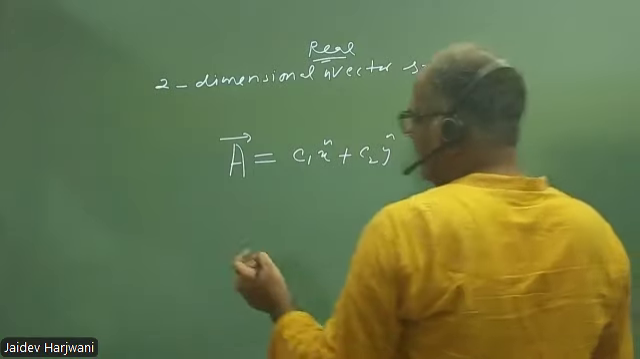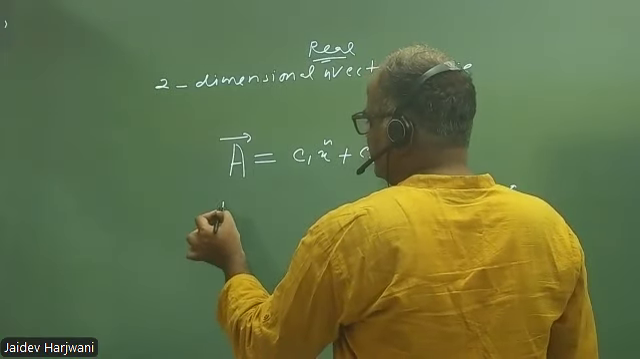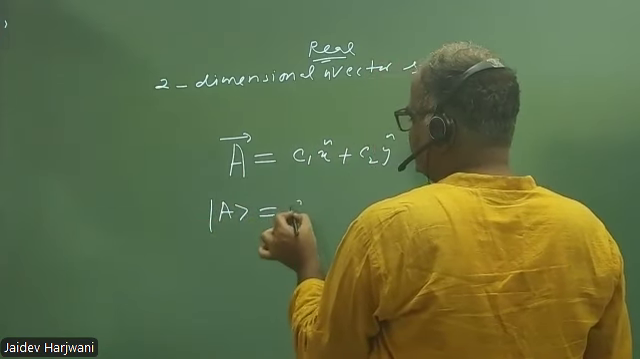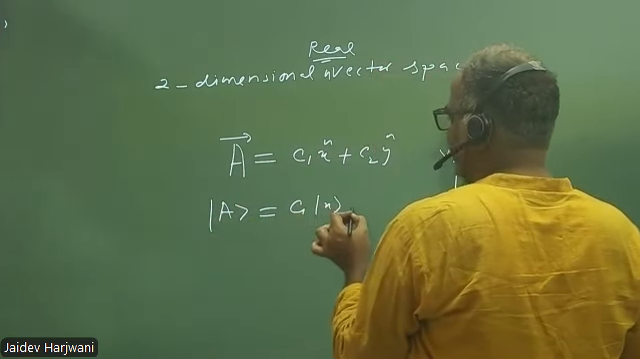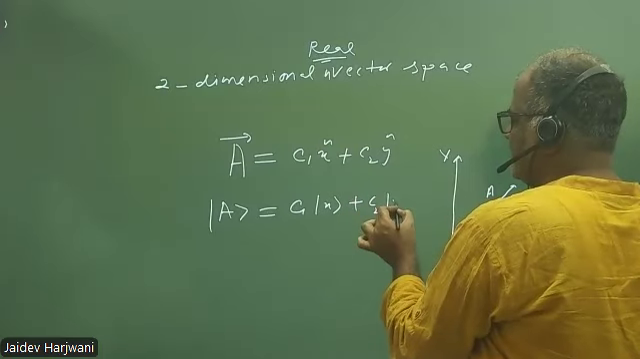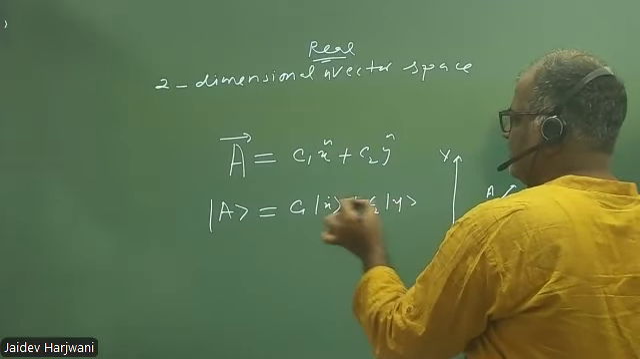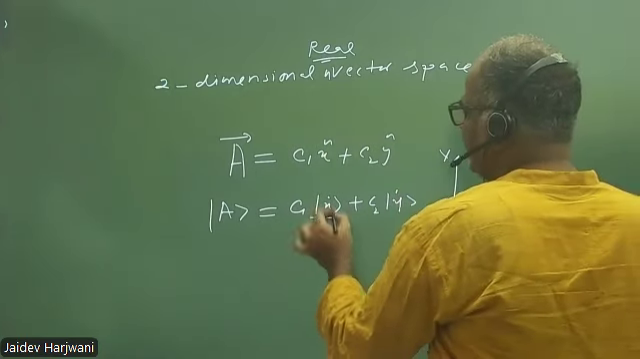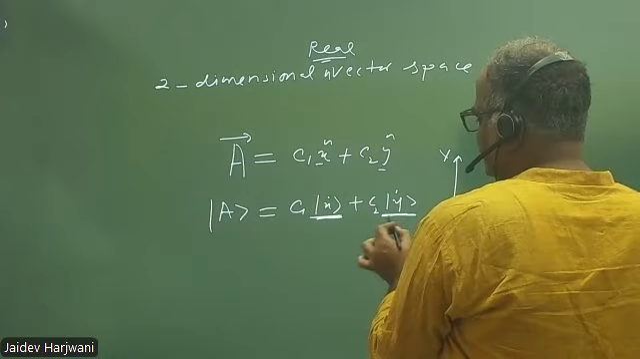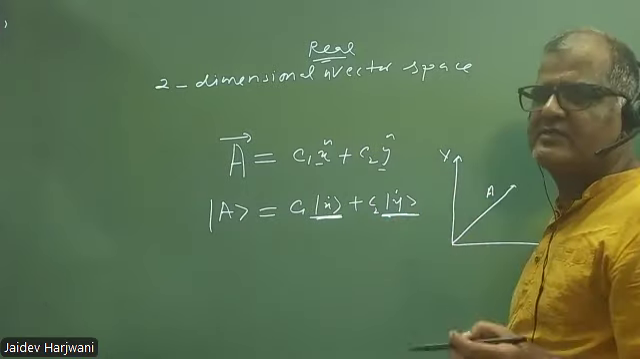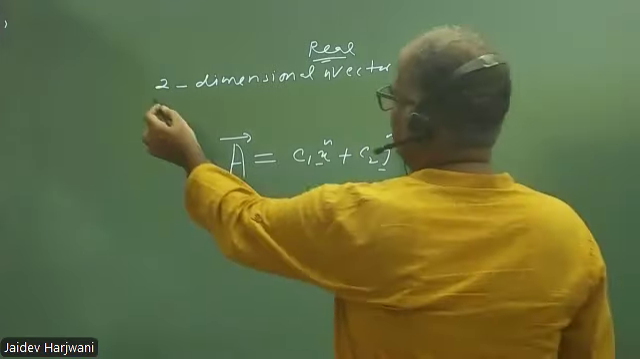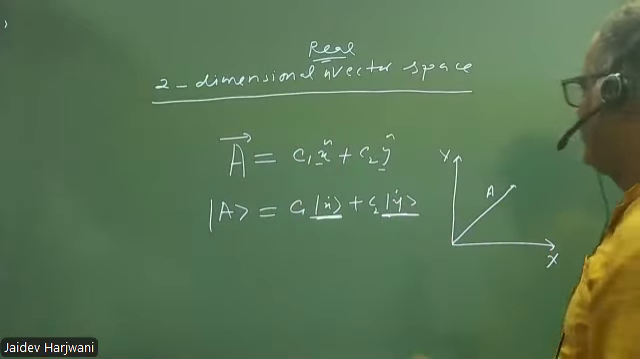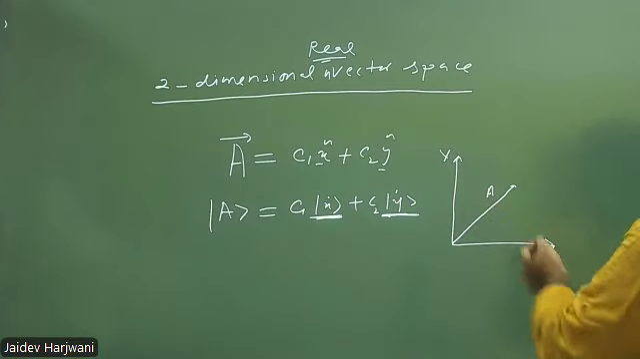Now in Dirac ket notation, the same vector we write as a ket. I can write C1 times the ket x, plus C2 times the ket y. Now these unit vectors are the state vectors of the two-dimensional Euclidean space, that is the XY coordinate system.